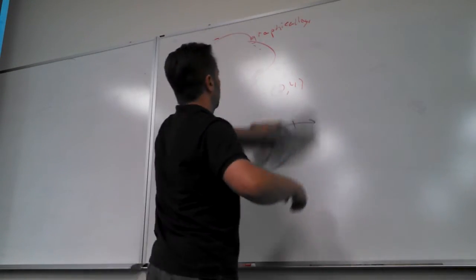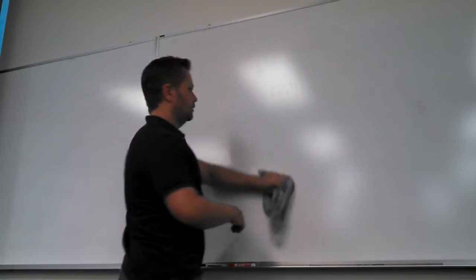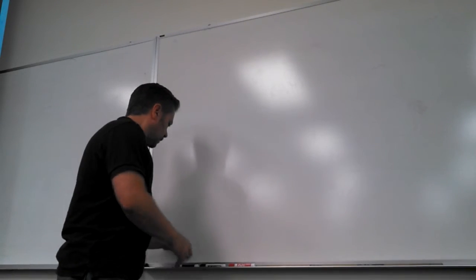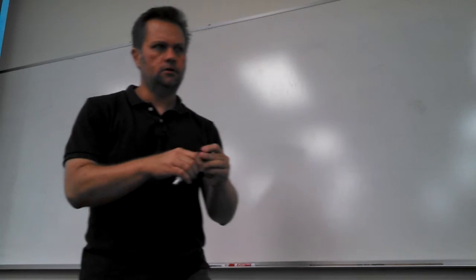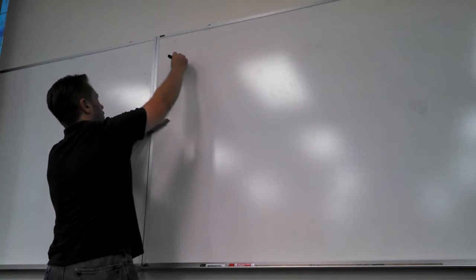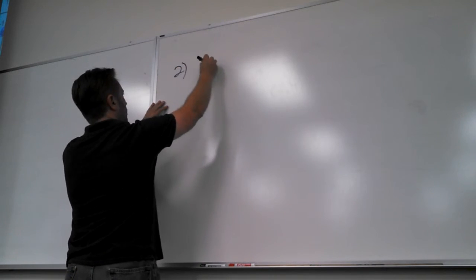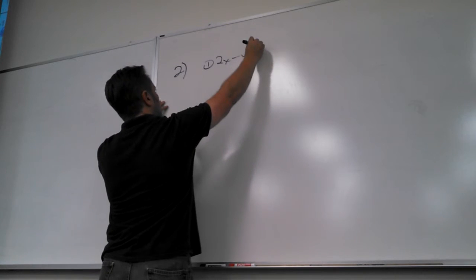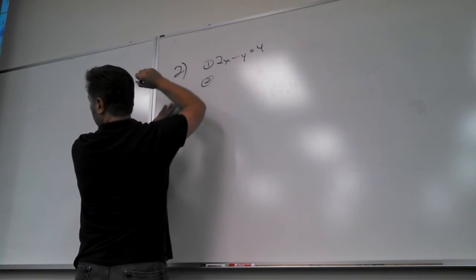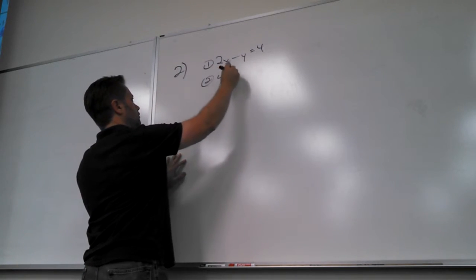So let's maybe not tackle that problem here quite yet. Let's start with something a little bit nicer. Let's take something we already know the answer to. Number 2. So we have 2x minus y equals 4, and y equals -4x plus 2.